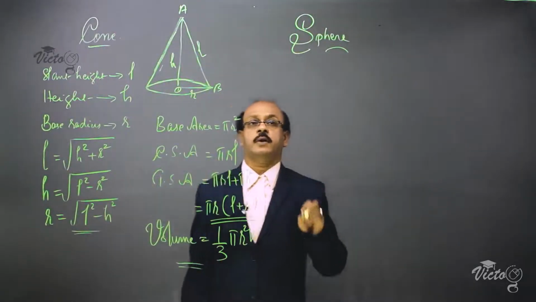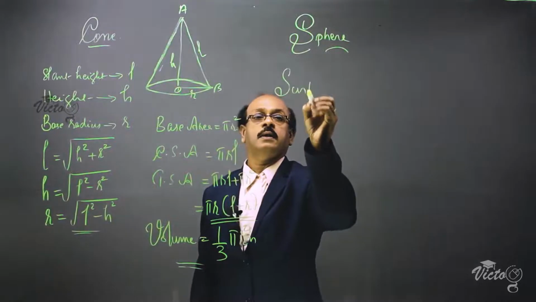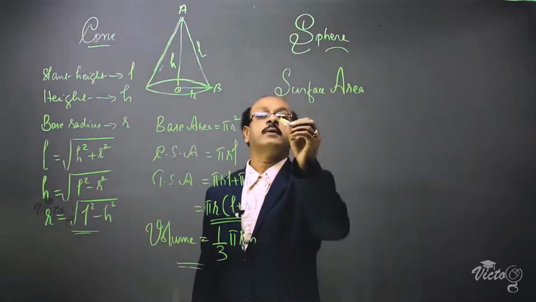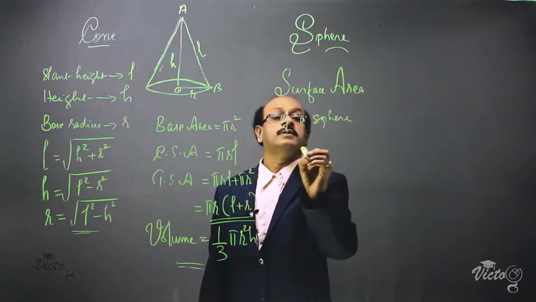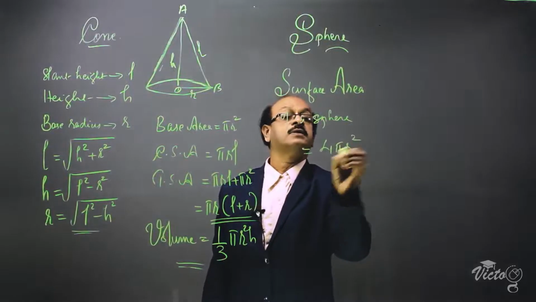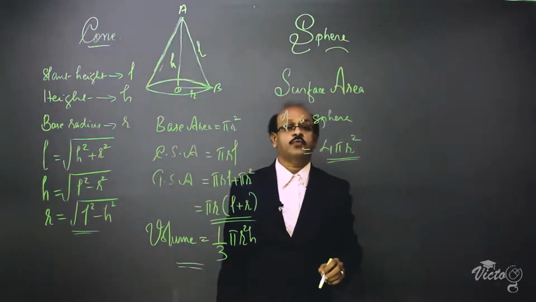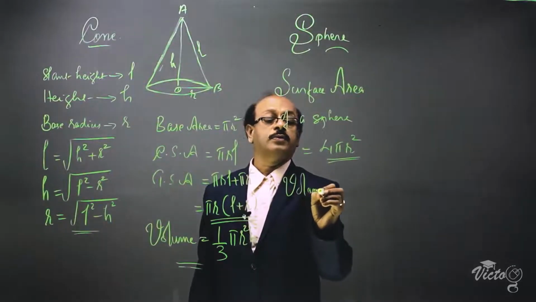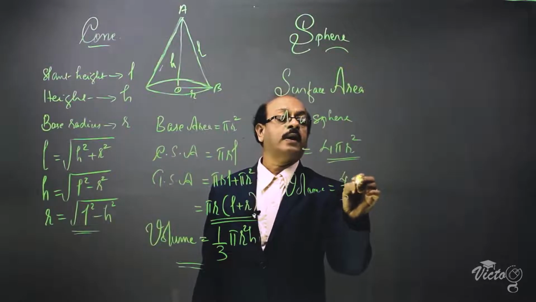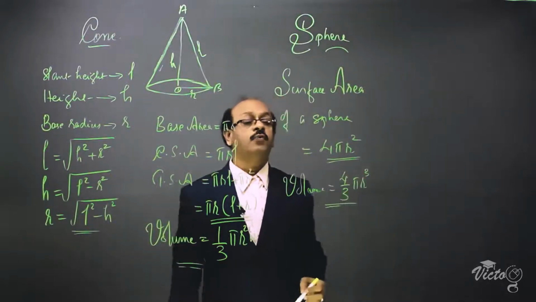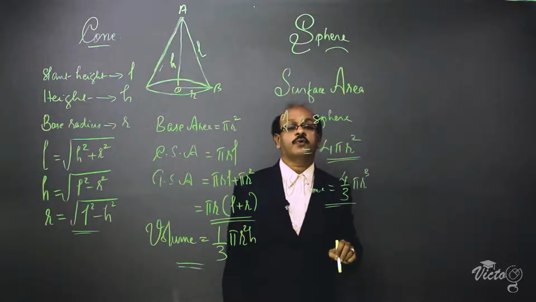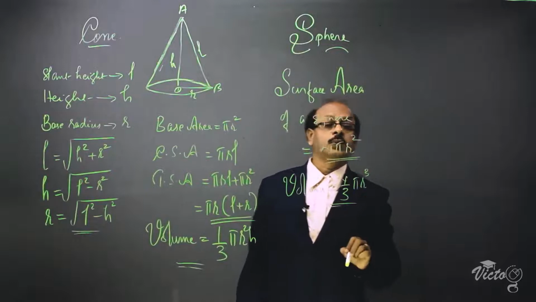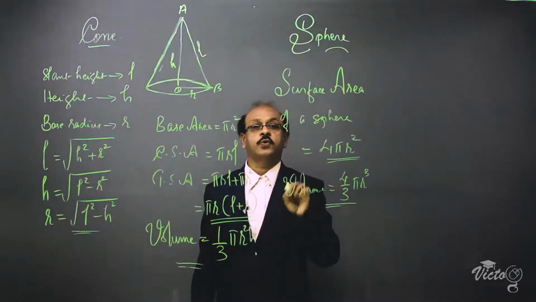Surface area of a sphere is equal to 4 pi r square. This is the formula for finding the surface area of a sphere. Volume of a sphere is equal to 4 by 3 pi r cube. Remember, the surface area of a sphere is 4 pi r square, and its volume is 4 by 3 pi r cube. For a sphere, these two formulas are available.